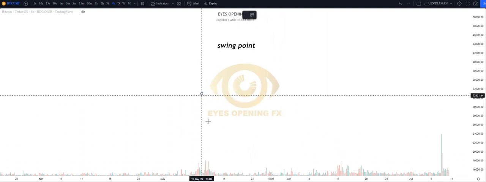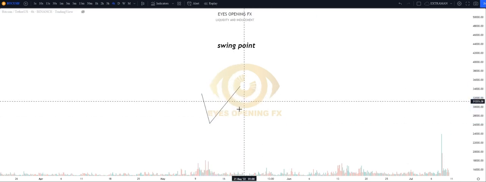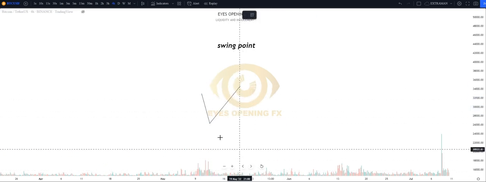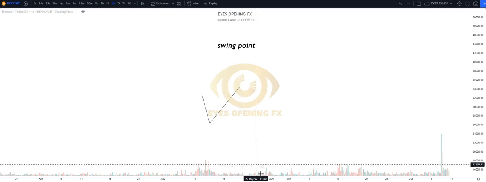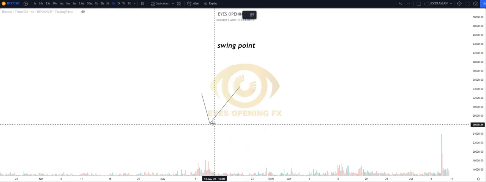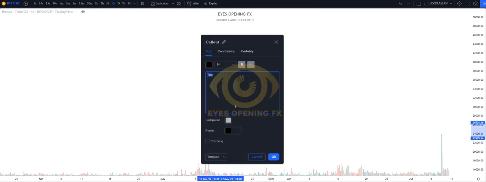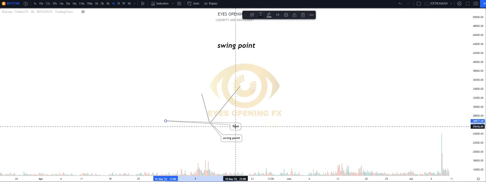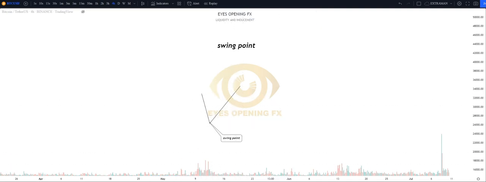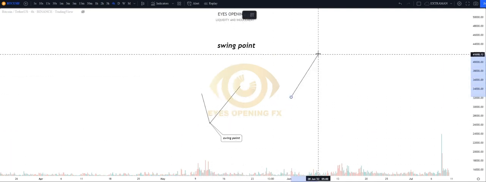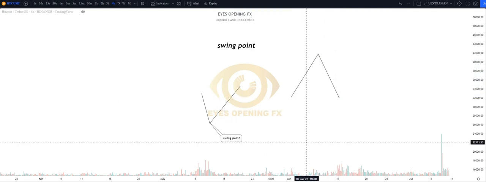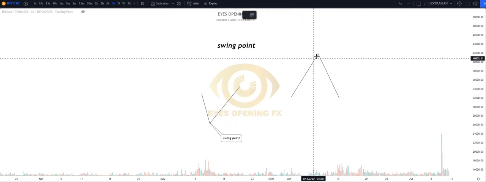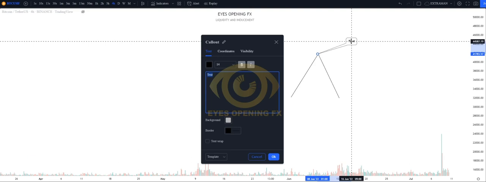So when you have something like this, this is a swing point. This low here is a swing point. This is a swing point. So that is a swing point. When you have something like this, this area is a swing point.